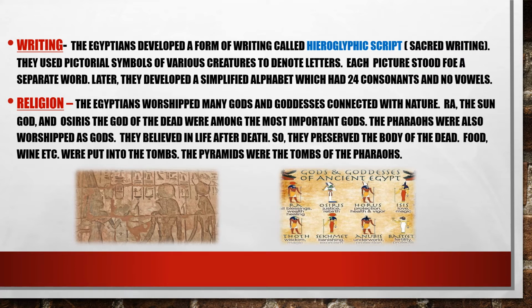Later, they developed a simplified alphabet which had 24 consonants and no vowels. Imagine, there were no vowels at that time. So this is what the hieroglyphic script is about.